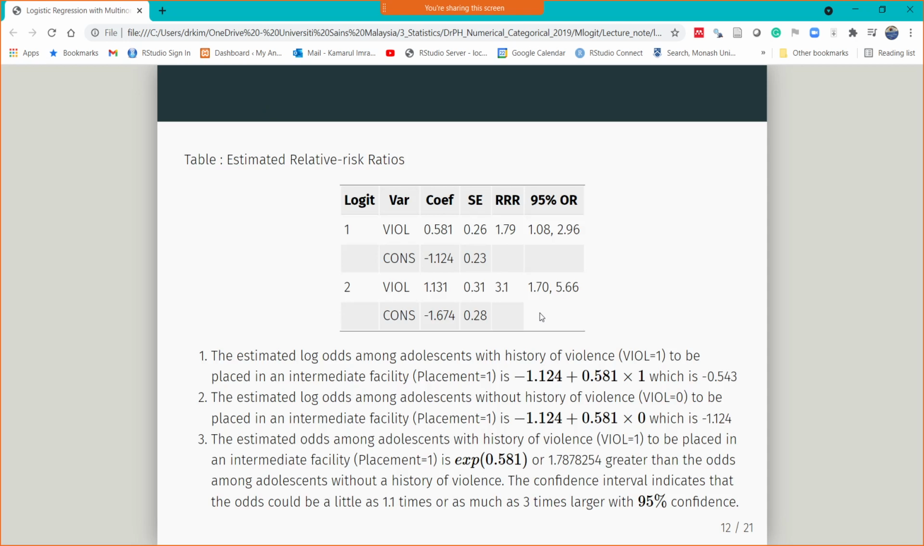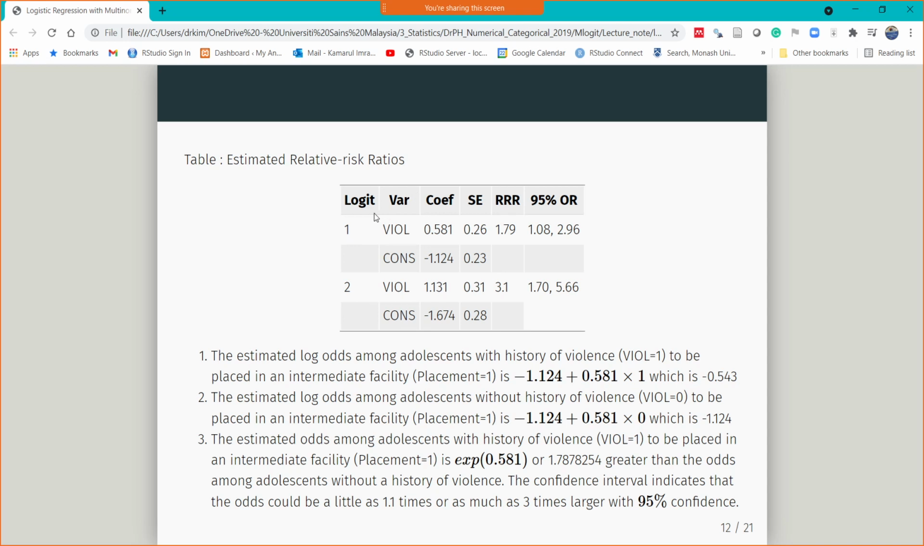This is an example from the Hosmer Lemeshow book, Applied Logistic Regression. Hopefully you have this book. You can buy the original one. Very nice book, very informative.